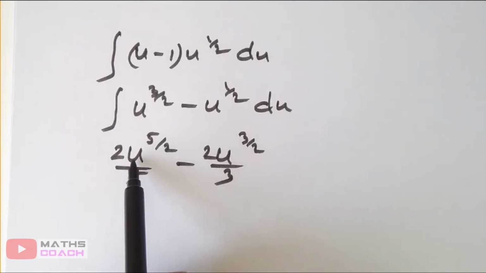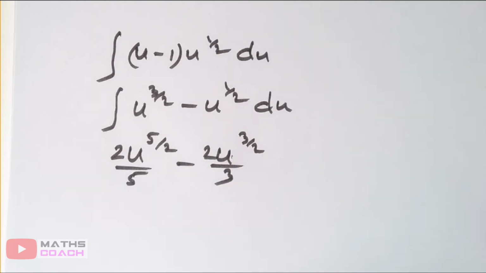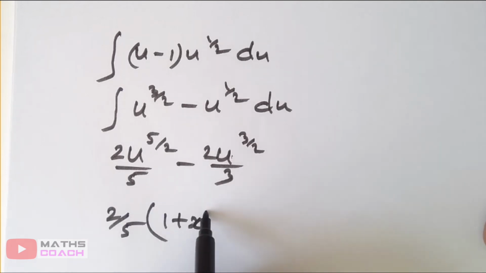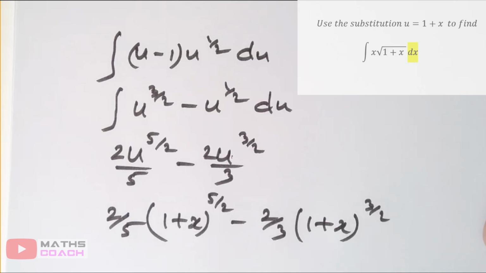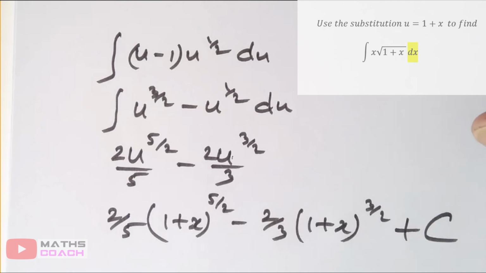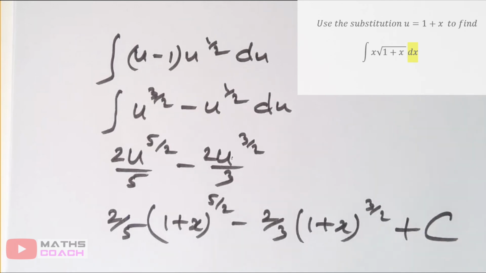All we have to do now is replace the u with the relevant substitution. So we have 2/5, open bracket, 1 plus x to the power 5 over 2, minus 2/3, open bracket, 1 plus x to the power 3 over 2. And if you look at the original question, there are no limits on the integration, which means we can end our answer with an arbitrary plus constant. And that will be the answer to example 1.